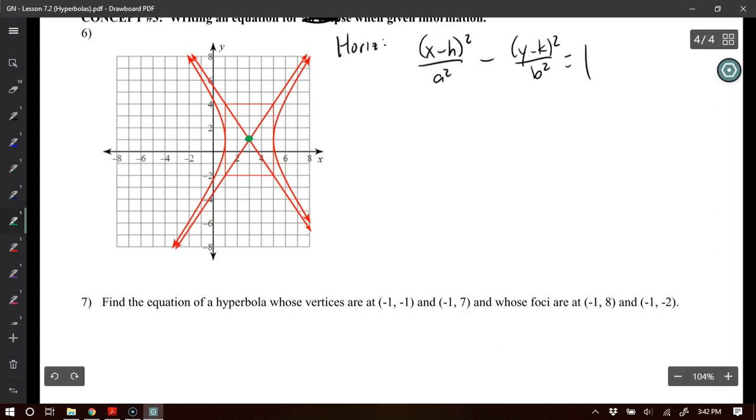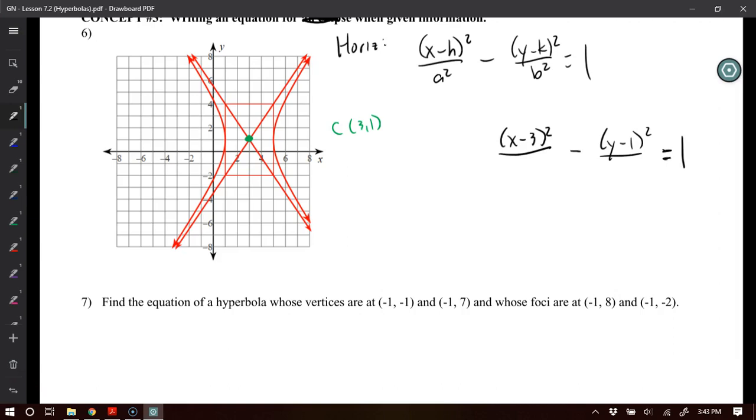See how hard that is. Well, looks like h and k is given to me. My center is the coordinate 3, 1. That's not bad. I mean, look at that. I have x minus 3 squared. I don't know what it's over. And I have y minus 1 squared. I don't know what it's over. Equals 1. I mean, technically, I have half the equation right now. That's beautiful.